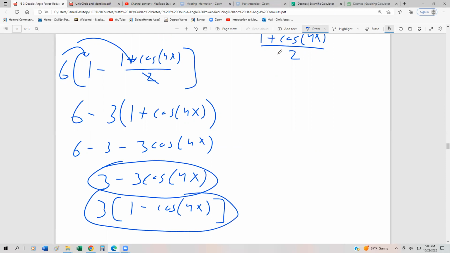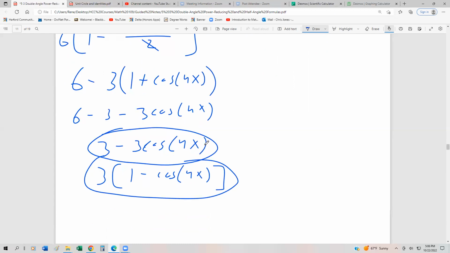Okay. And again, what we've done is we've written this with no power greater than 1 for our trigonometry. All right. So that's our power reducing formulas. Not too difficult. Now, in the last videos, we're going to go ahead and take a look at our half angle formulas. And they're probably going to be a little bit more complex than the other ones we've seen, but they shouldn't be too bad for us.